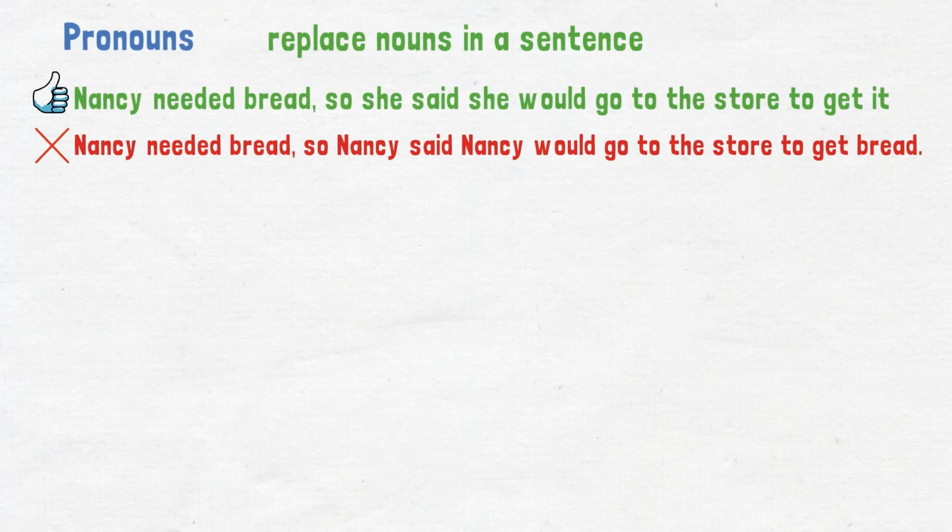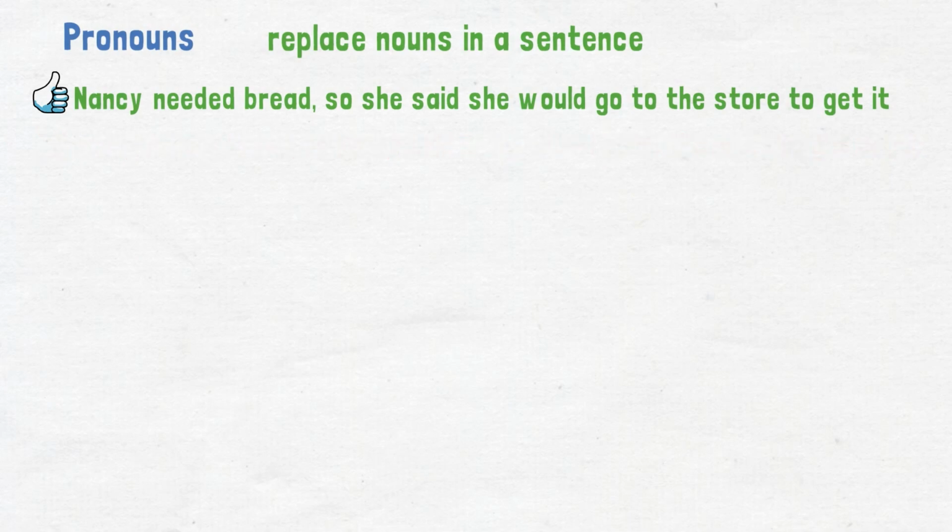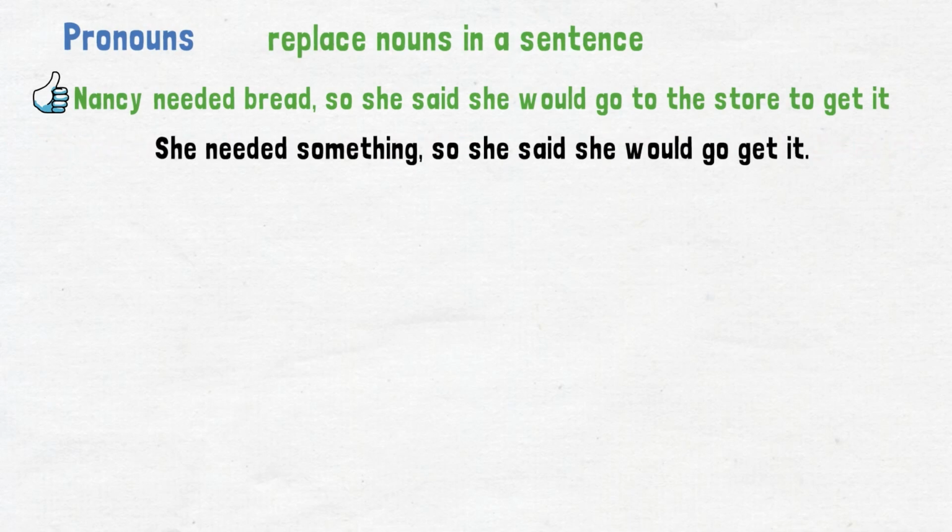to get bread. It's important to note that if you are going to use a pronoun, you must make sure you have already identified the noun it will replace in the sentence. To continue our previous example, saying she needed something, so she said she would go get it is confusing. Who is she, and what is it? There are 7 basic types of pronouns.